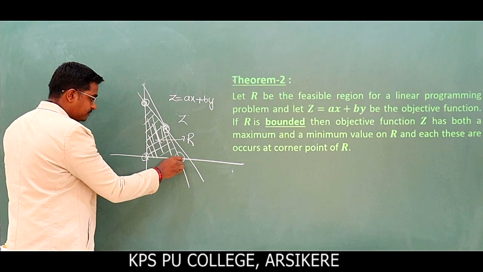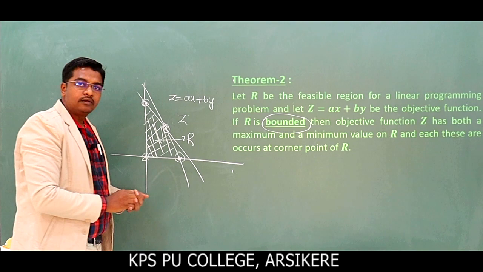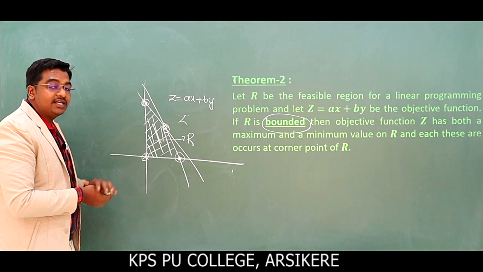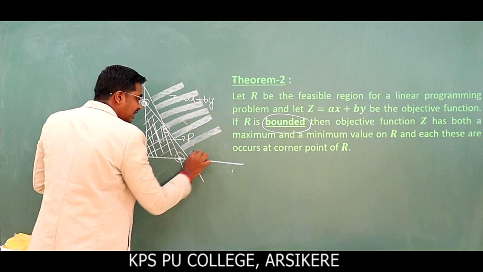This is the case. See, observe the word here, bounded. A bounded region is no problem. Suppose it is unbounded, then what happens? So we have some remark here. Clear? We have some remark. Suppose this region is unbounded. Unbounded means it keeps moving infinitely. It has an infinite extension.